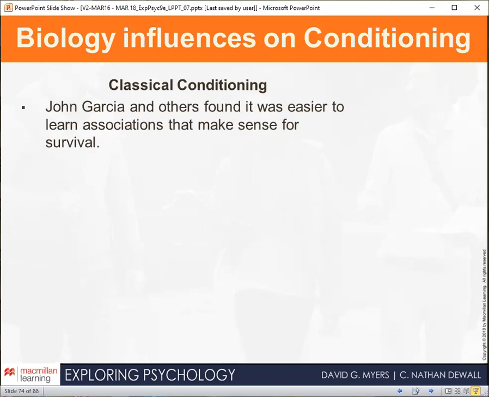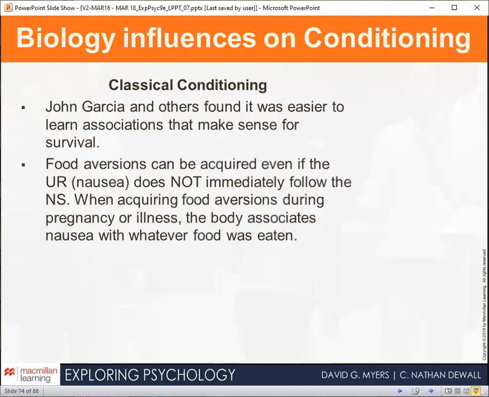Have you ever eaten something that made you sick? And then you'll see that things that you associated with the place where you got sick, or the food when you got sick, will change your behavior in the future. Well, John Garcia and others found it was easier to learn associations that make sense for survival. So what this suggests is that food aversions can be acquired even if the unconditioned response, like when you get nauseated, get sick, does not immediately follow the neutral stimulus.